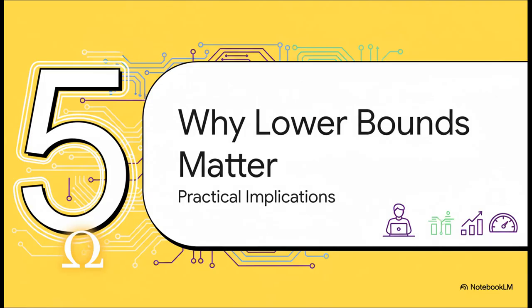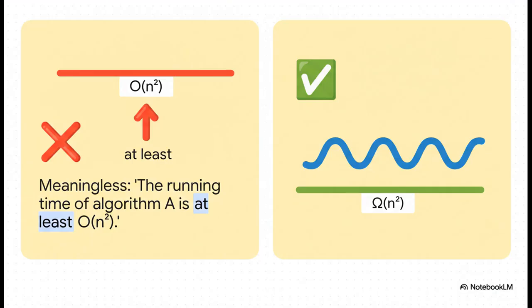Okay, so that's the theory. But let's get real. Why does any of this actually matter? Why should you, sitting there about to write some code, actually care about a performance floor? Well, for one, it's all about being precise with our language. Take a look at that first statement. The running time is at least O of n squared. That's just nonsense. Big O is an upper bound. Saying it's at least an upper bound is like saying the speed limit is at least 65 miles per hour. It doesn't tell you anything useful. But the second statement, now that is meaningful. Saying the worst case has a floor of n squared, that gives you a rock-solid guarantee.